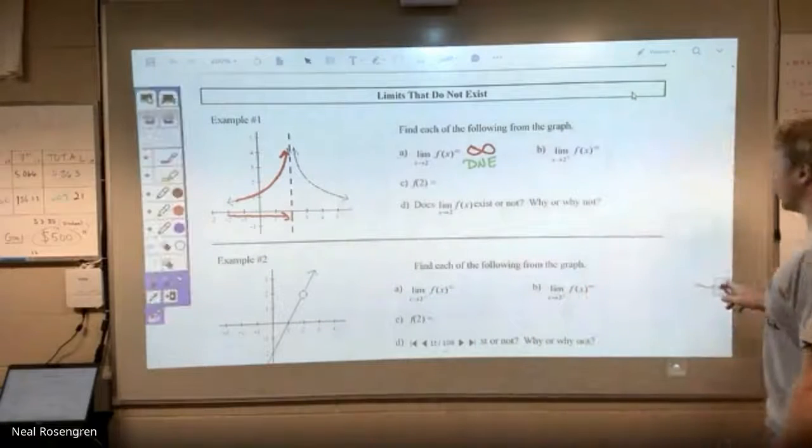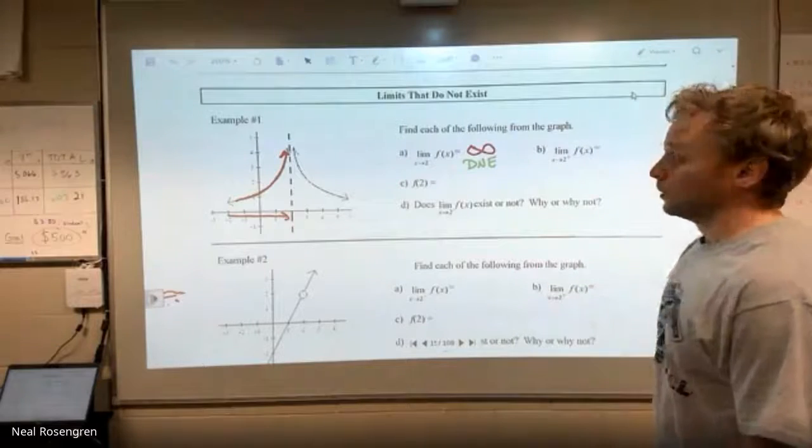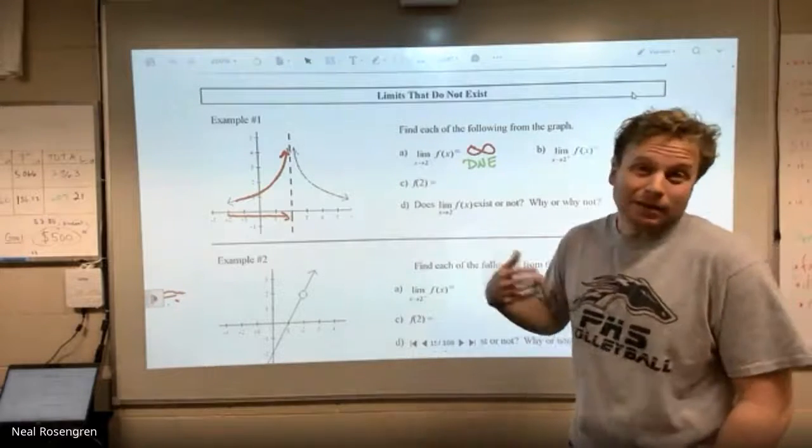I like the red one for one-sided limits just because, like I said, it tells a better story, okay? So hopefully that makes sense. And you're like, oh yeah, I get that. That feels right to me.